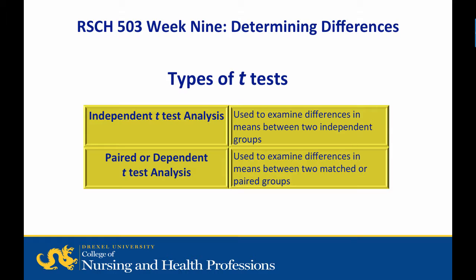Second, there is the paired or dependent t-test. This t-test is used to examine differences in means between two matched or paired groups. Examples include students' depression scores after treatment A versus depression scores after treatment B, or students' scores on quiz 1 versus the same students' scores on quiz 2.